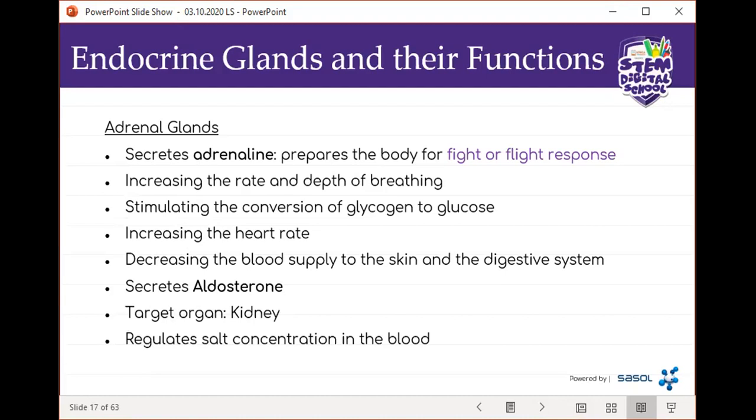Right. So guys, just another note, adrenaline has another name which we call epinephrine, right? And then aldosterone is also called norepinephrine. Right? So if you see that word used, just know that it either refers to adrenaline or aldosterone. So the other name for adrenaline is epinephrine, and then the other name for the hormone aldosterone is norepinephrine. Okay.